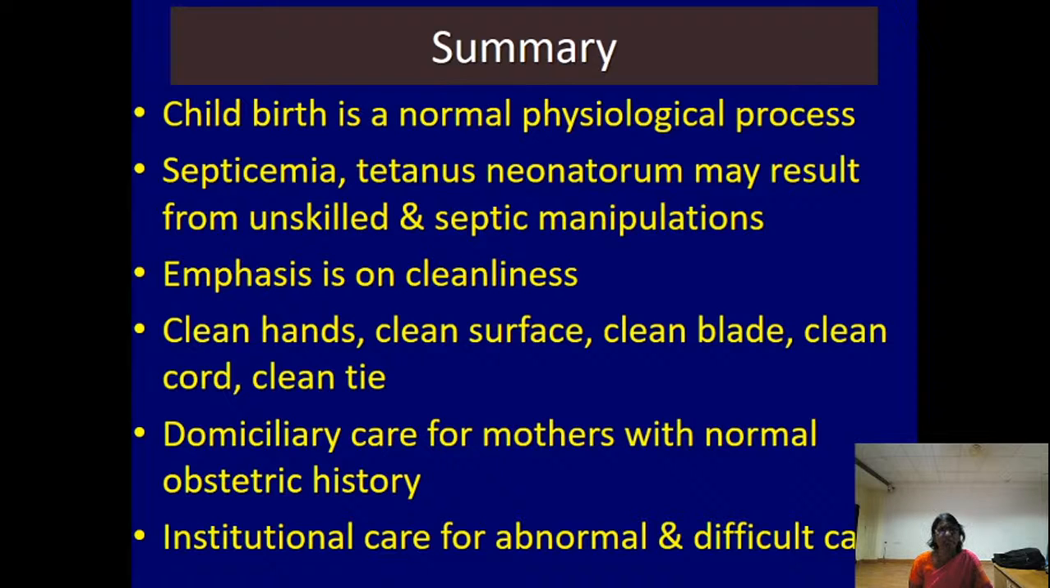Summary: childbirth is a physiological process. Septicemia and tetanus neonatorum may result from unskilled and septic manipulations. Emphasis is on cleanliness, all 6 cleans: clean hands, clean surface, clean blade, clean cord, clean tie, and clean perineum, that is using sanitary pads. Then domiciliary care for the mother with normal obstetric history, and institutional care for abnormal and difficult cases.